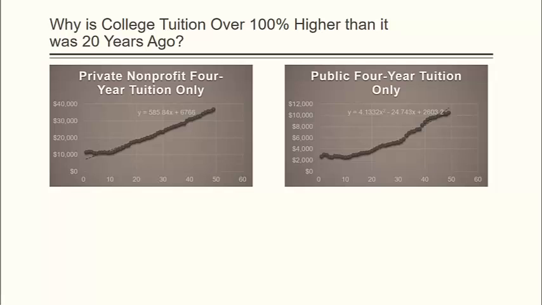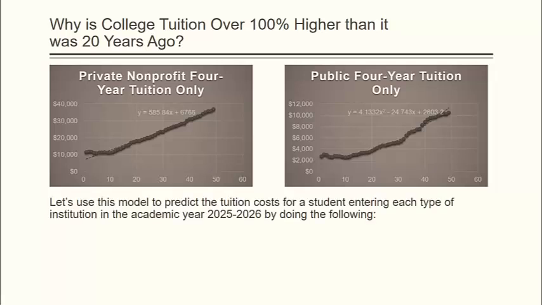and best fit line and best fit polynomial that we found for our private and public four-year colleges, focusing only on tuition. And what we're going to do is use these models to predict the tuition costs for a student entering each type of institution in the academic year 2025-2026. And we're going to do that in the following way.